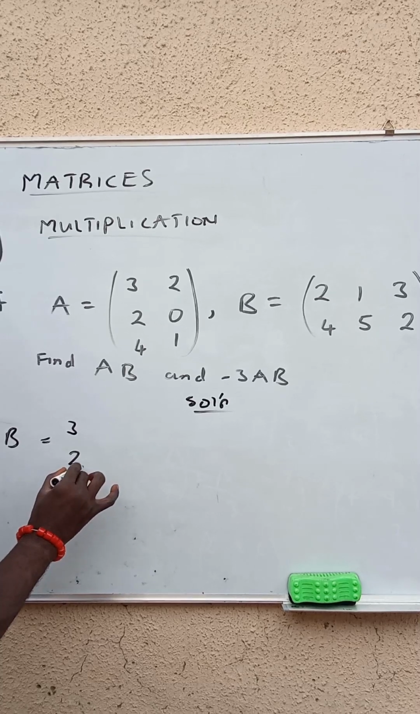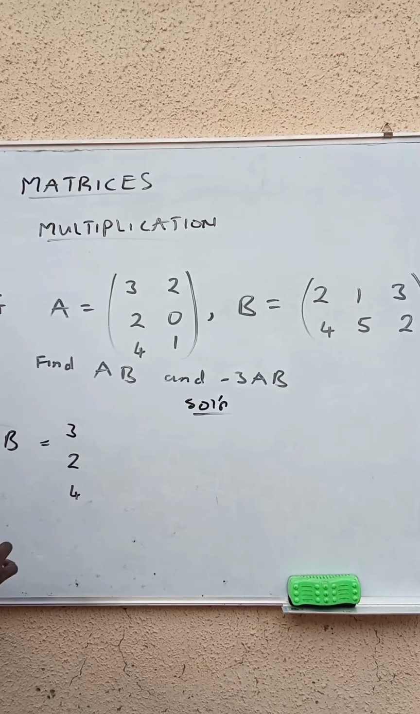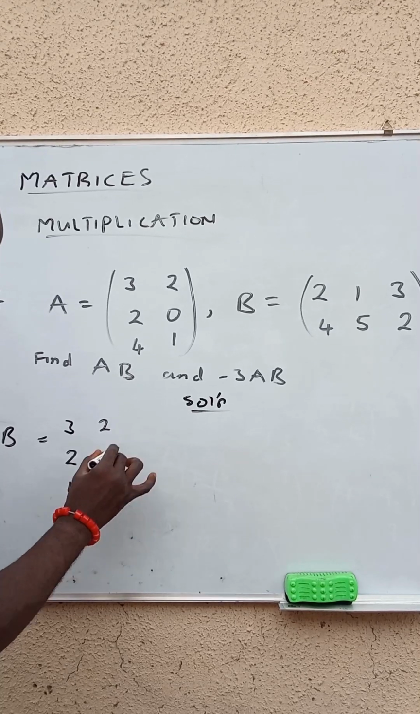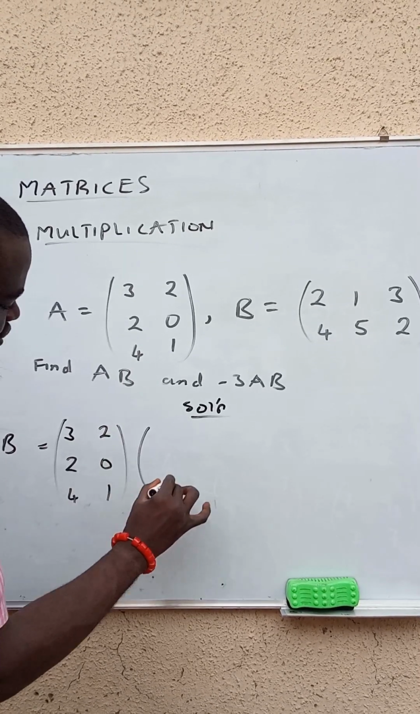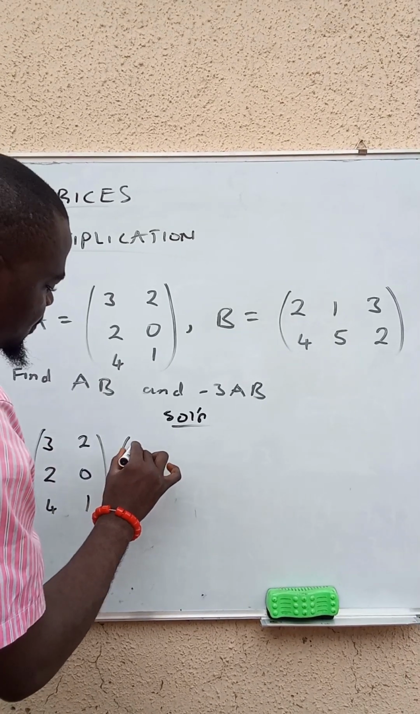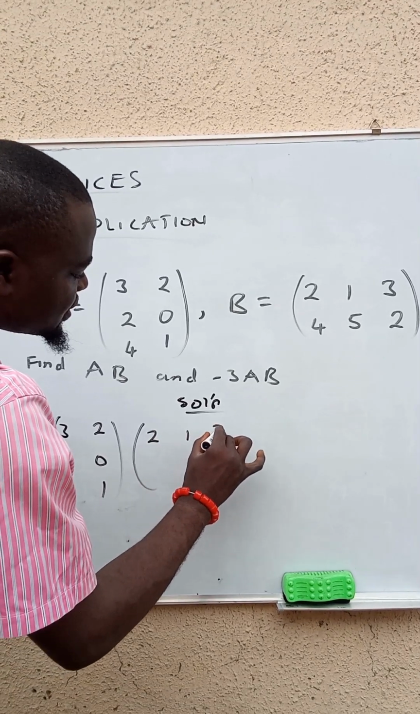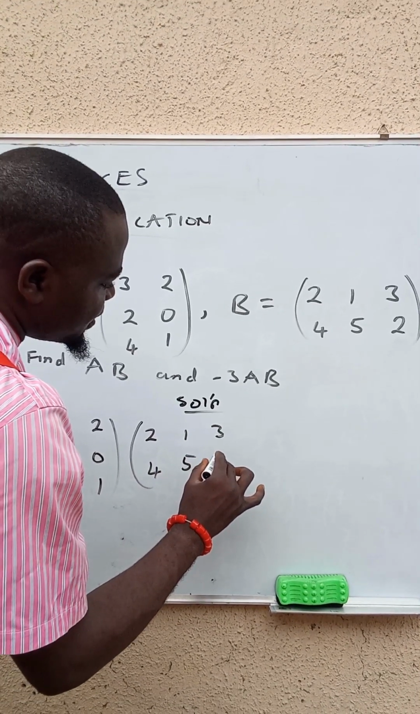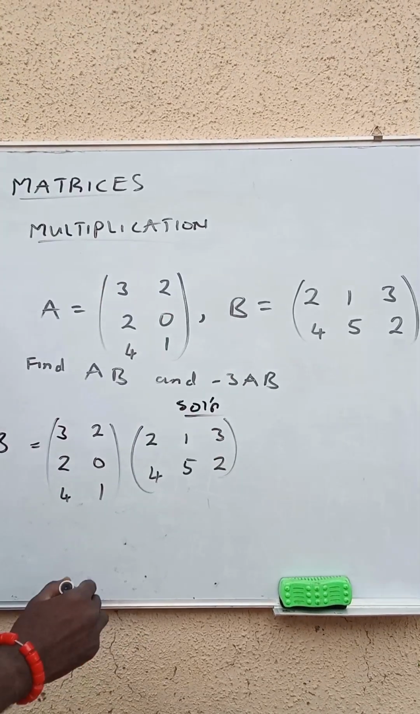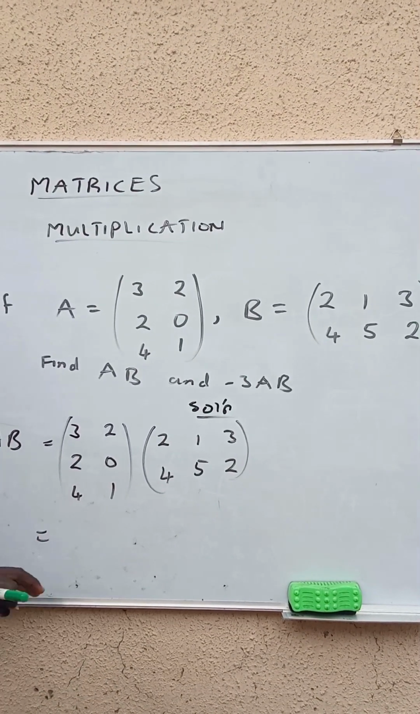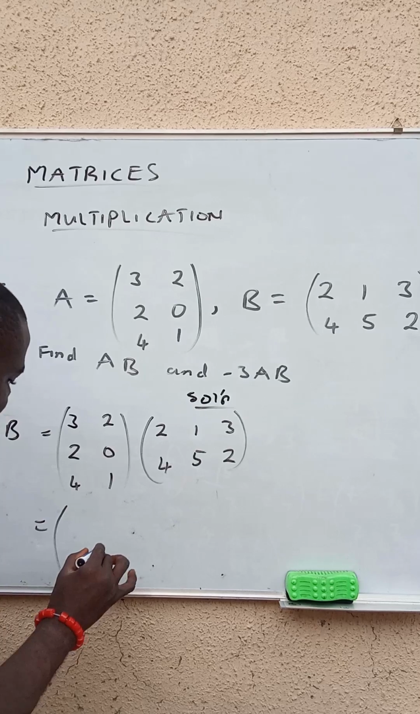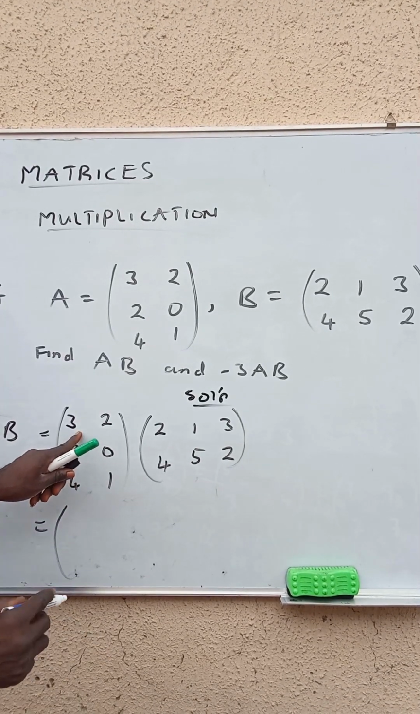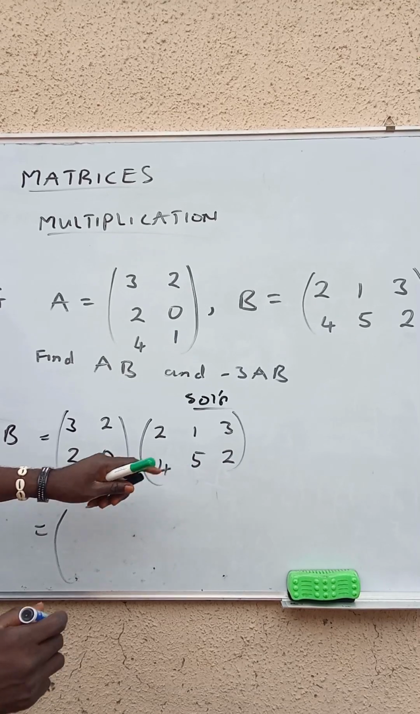3, 2, 4, 2, 0, 1. So this you now multiply with what? 2, 1, 3, 4, 5, 2. So if you have it in this form, you can now multiply. You write your first bracket. So you take the first element here and multiply with this.